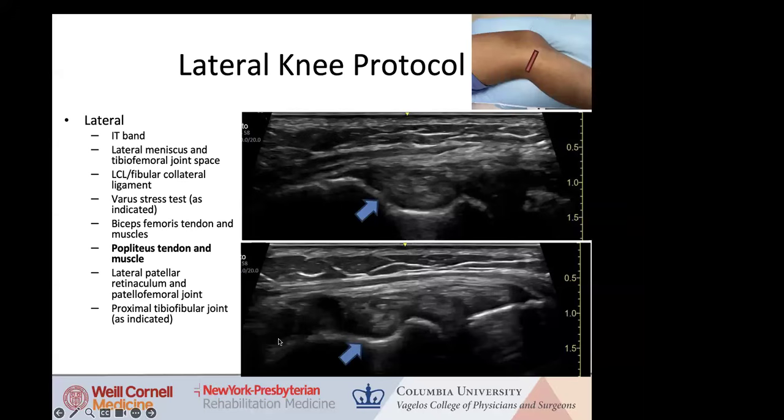Excellent. All right. Well, I think that'll conclude this for today. So thank you once again. That was a great presentation. Great job following a good systematic protocol in the lateral knee.